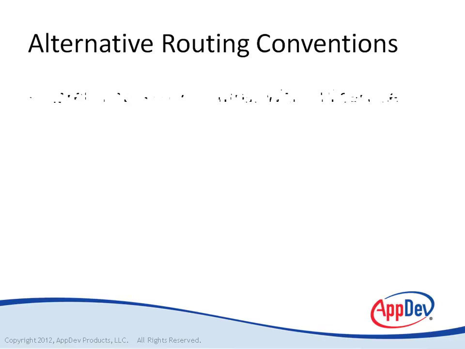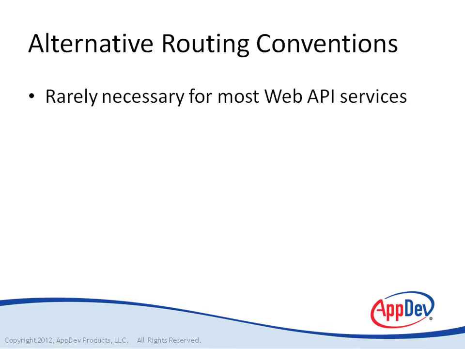What if the default isn't going to work for you? I want to point out that this is rarely necessary for most Web API services. Some people see the default routing convention, and boy, they just can't wait to customize it to their own environment. Developers are just this way, right? We love method names that we've come up with ourselves. We hate relying on a framework convention.